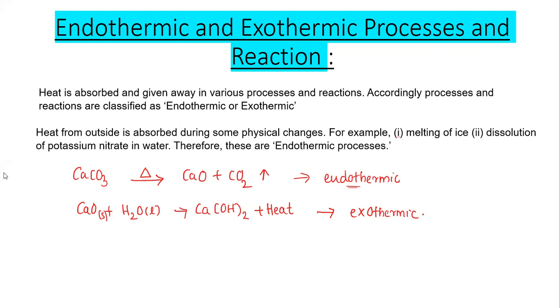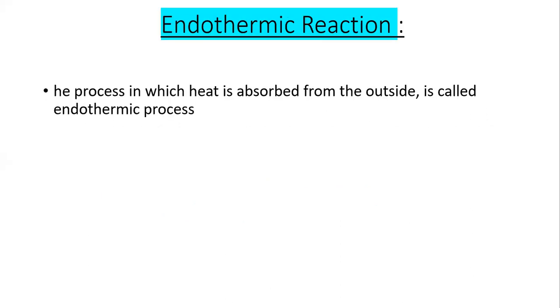Now another example for endothermic reaction, melting of ice. If you keep ice at room temperature, it will melt. How? By absorbing heat from the surroundings. That is an example for absorption of heat, that means endothermic reaction. So I hope it is clear to you, exothermic and endothermic reaction. Endothermic means the process in which heat is absorbed from outside. That is called the endothermic reaction.